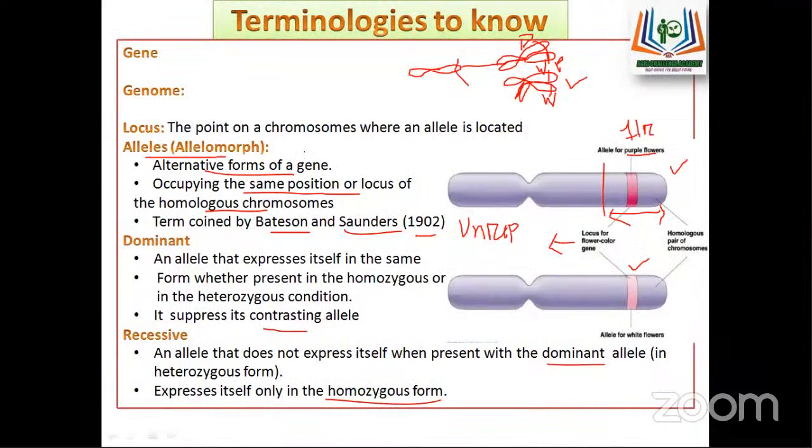What I was saying here is, if the particular region is deleted, that condition will be called hemizygous condition, and the expression will be called pseudodominance. That is, in spite of being a recessive allele, it will come into action in the situation where the dominant allele is lacking in the genome. Okay.